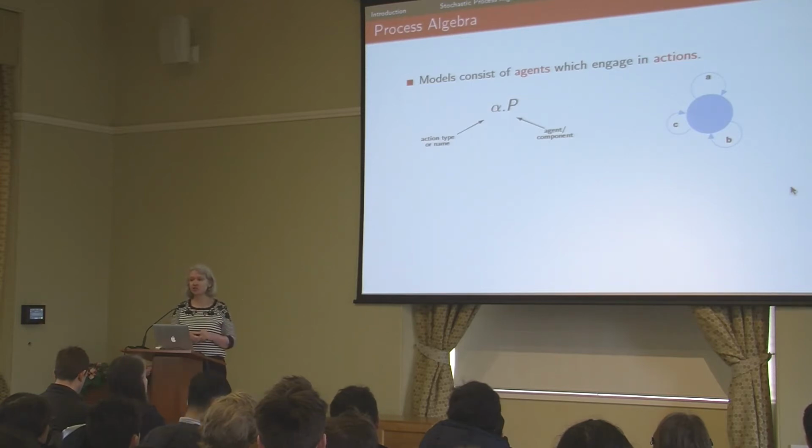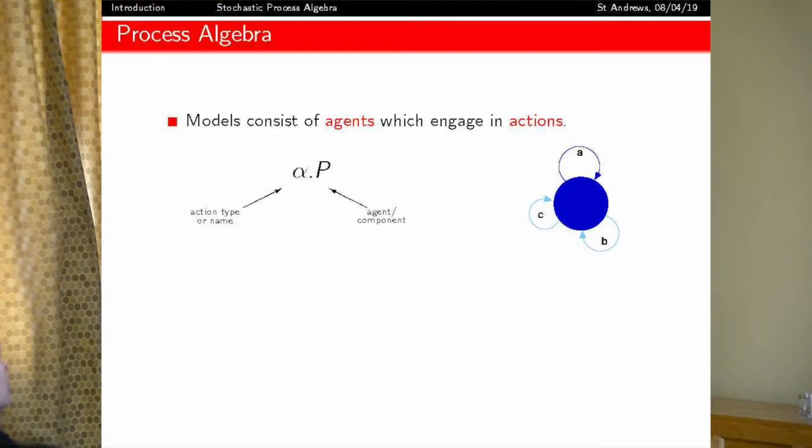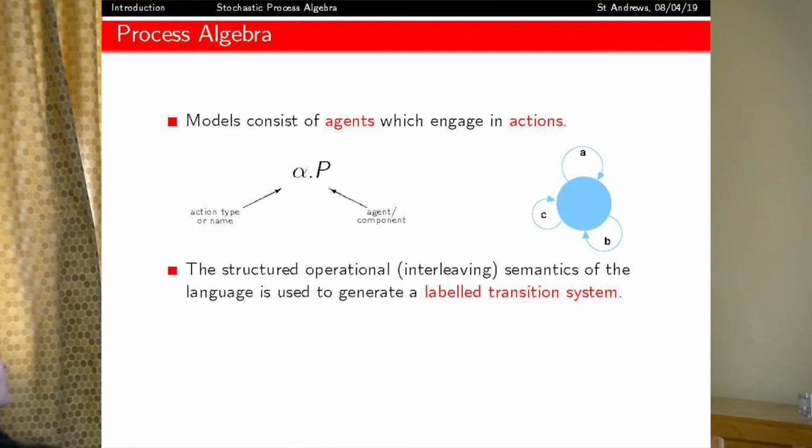By tradition, agents always have capital letters. Actions are lowercase, either Greek or Roman letters. So we have a component that, when it's in the blue state, can do an A. When it moves on, it goes to the red state, where it can do a B, and on to do a C or a B, and then this is our general process.